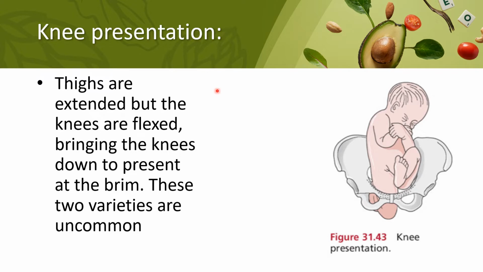Knee presentation: here the thighs are extended. In footling presentation the thighs are partially extended. Here they are fully extended, but the knees are flexed. These knees are flexed and brought down to present at the brim level. Clear? These two varieties, footling presentation and knee presentation, are very uncommon. Clear? Next please.